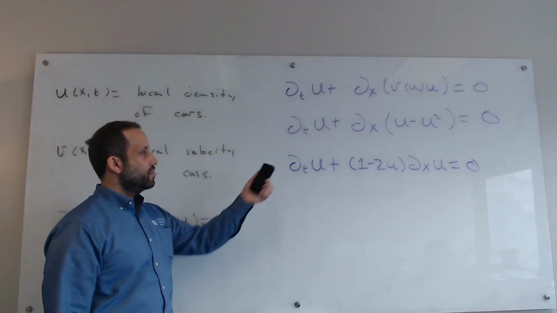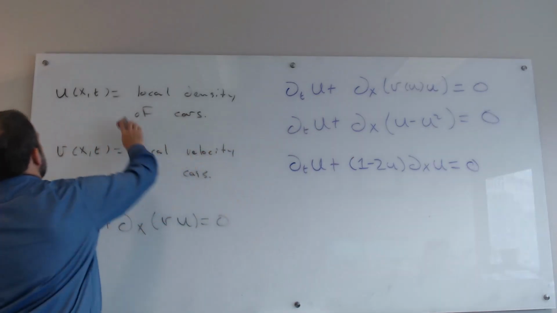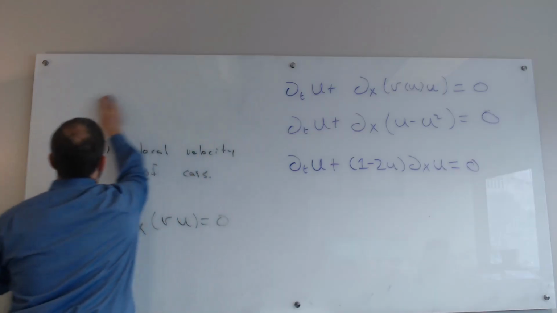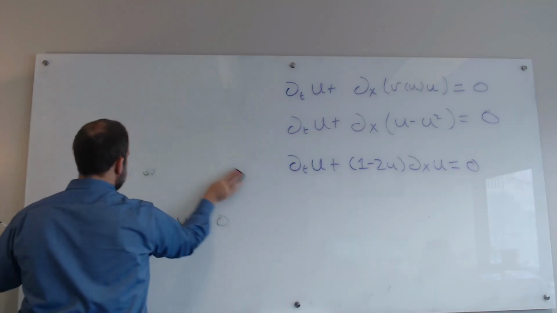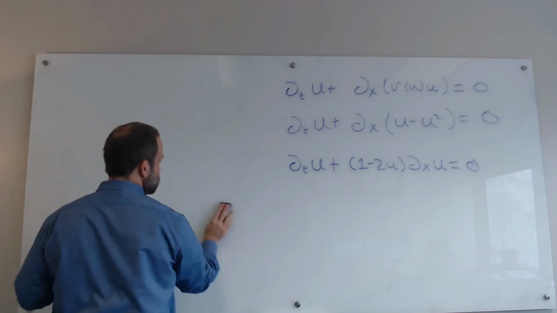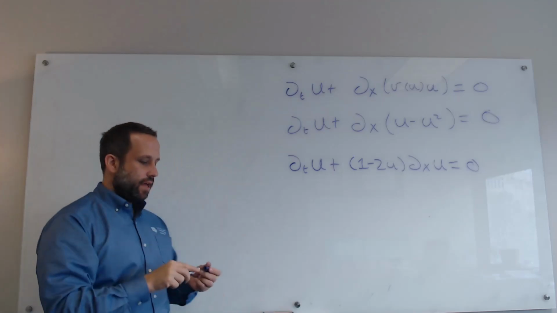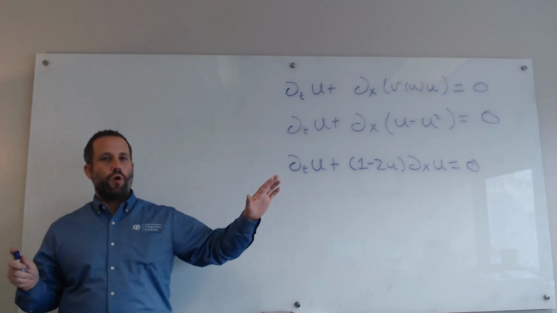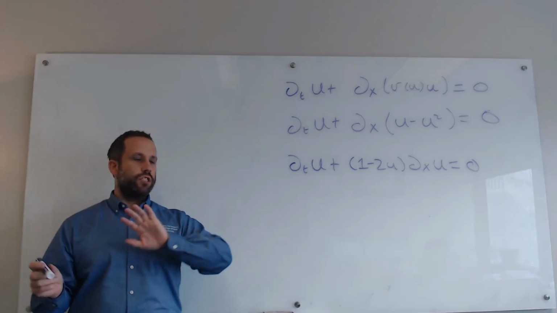Okay, so this here is the traffic equation. This models the flow of traffic under some assumptions. I didn't mention them explicitly, but it's the same assumptions that we've always had. Cars are flowing down the road. They can't go into or off of the road. They're just flowing down the road.